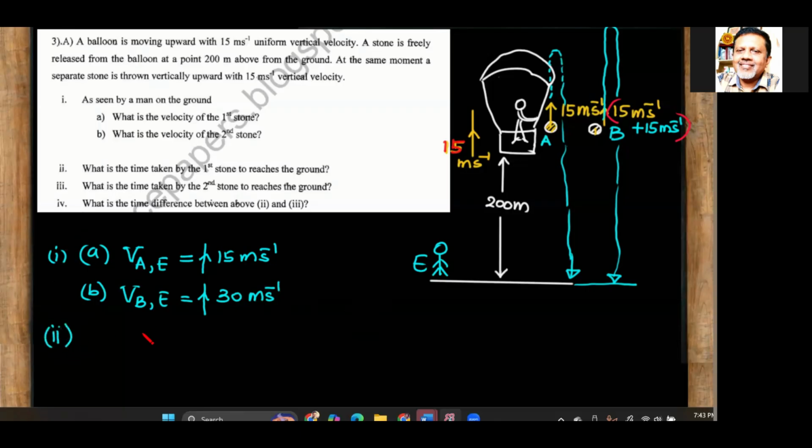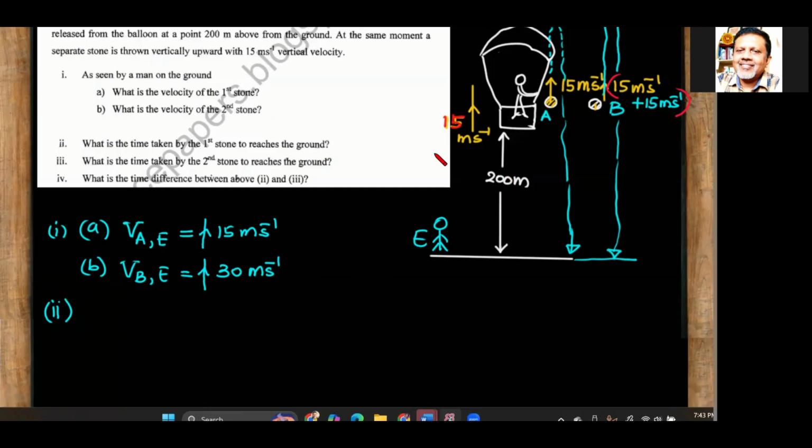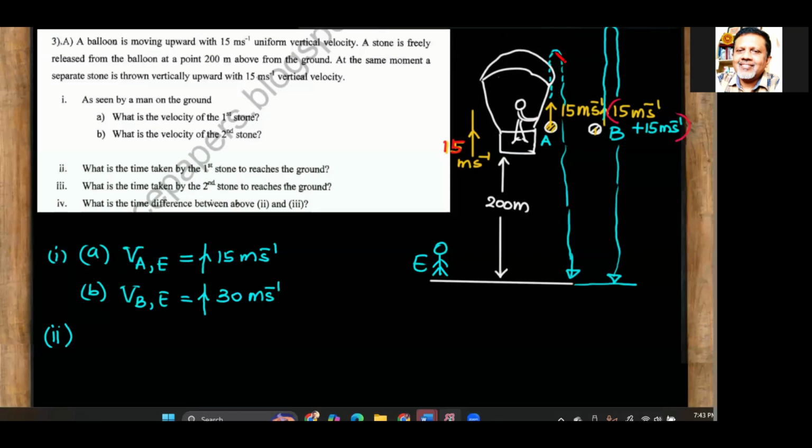What is the time taken by the first stone to reach the ground? Right. So actually the first stone, that is stone A, will move up and reach zero velocity at the topmost point and come back to the ground, right? So the starting point is just 200 meters above the ground. Therefore, straight away we can apply the equation upwards, something like S equals ut plus half at squared, right?